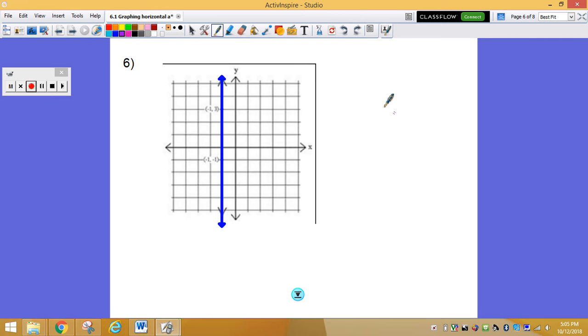All right, this is a vertical line, so you should think of the word VUX. The way you write the equation of vertical lines is x equals. And then you look and see, where does x go through? It goes through -1.